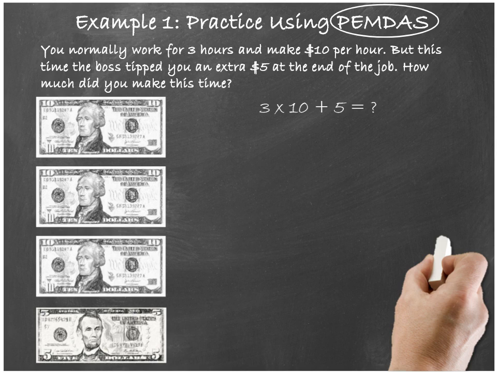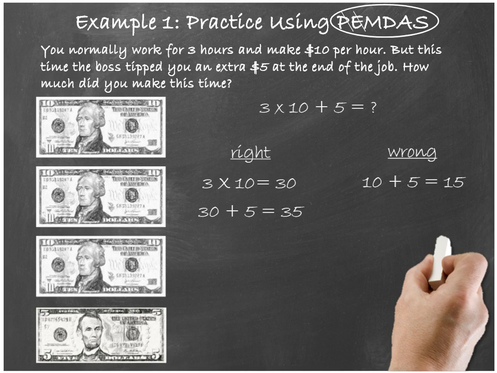There are no parentheses or exponents in this example, so we can skip Please Excuse and go straight to My Dear Aunt Sally. The M comes first, so we can multiply first and add second. Suppose you forget PEMDAS and you did A before M. You would add the 10 and 5 first, then multiply the answer times 3.